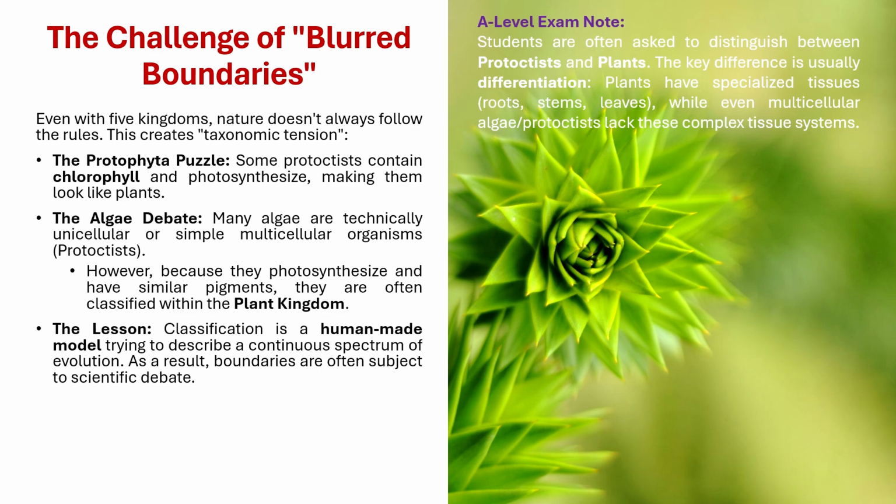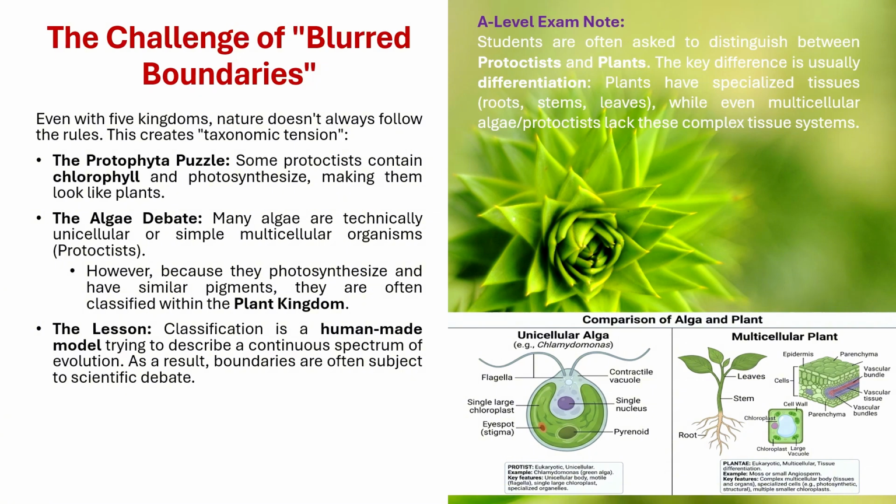So if you are asked to distinguish between a protoctist and a plant, the keyword is differentiation. Plants have specialized tissues like roots, stem, and leaves, while algae and protoctists, even the multicellular ones, lack these complex tissue systems. Remember, no specialized tissues, then that is probably a protoctist. So complexity is the deciding factor. Now that we have seen how hard it can be to draw the line, let's look at a group that is so unique.